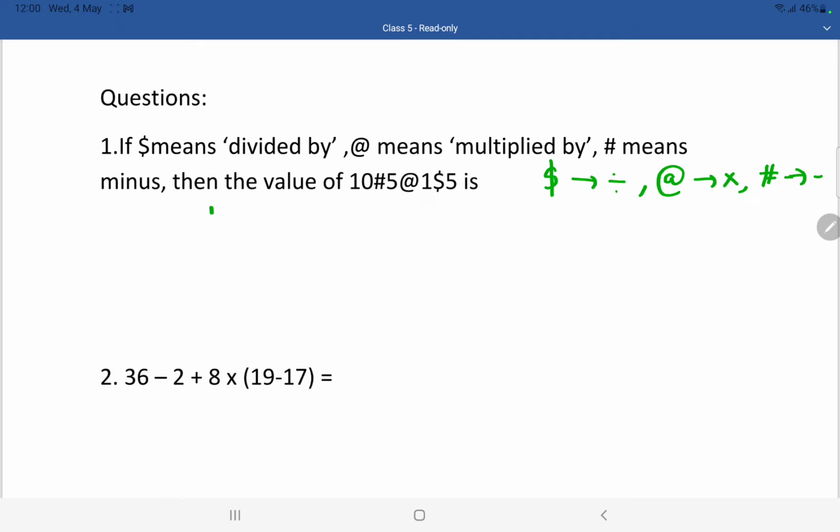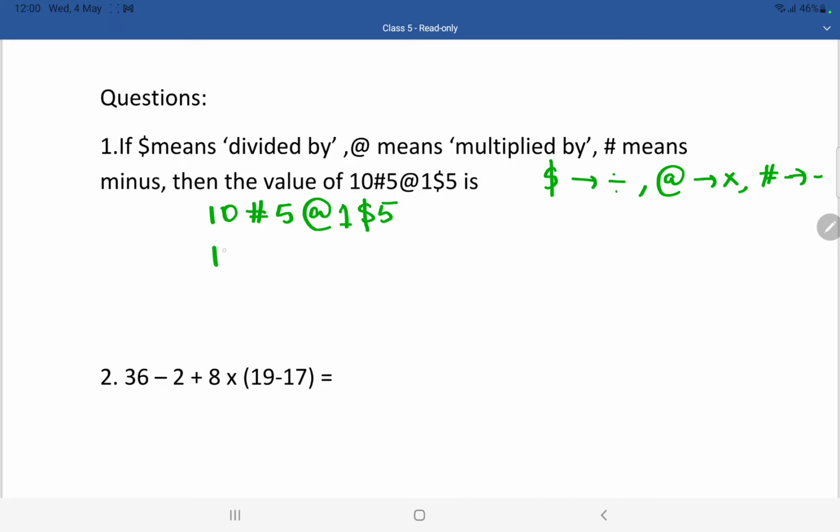Then they are asking for 10 hashtag 5 at the rate 1 dollar 5. They're asking you this. Now in the place of these three symbols, I have to substitute these values, these operations: division, multiplication, subtraction. So in this place, I have to substitute them.